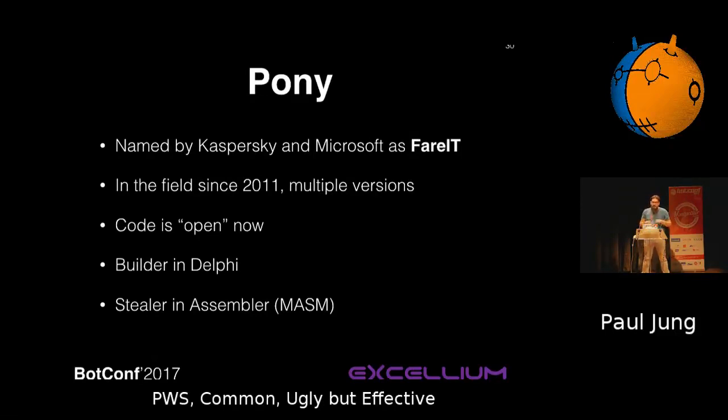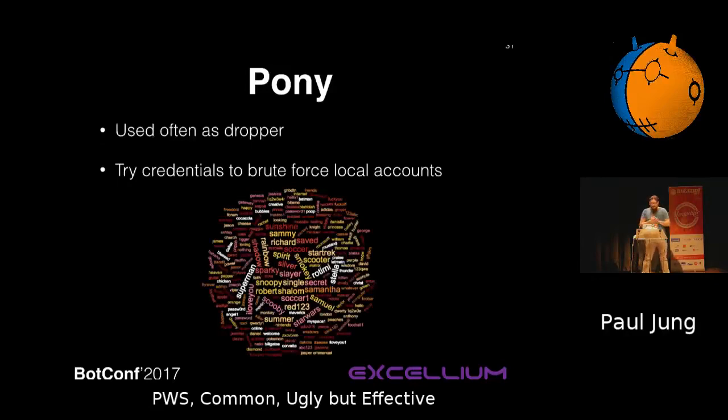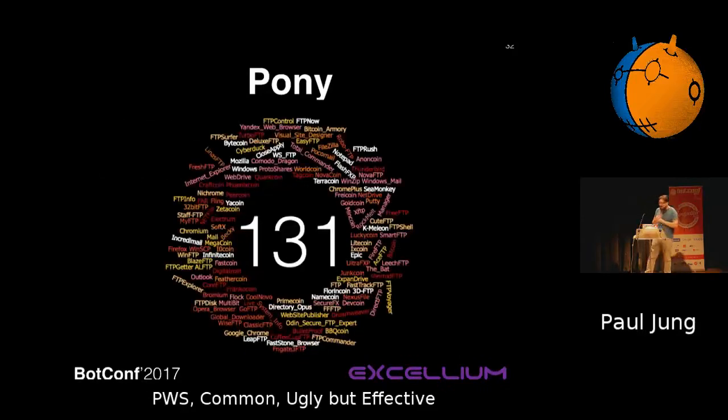You may find the 1.9 and the 2.2 around, usually. Pony is also used as a dropper, so it's able to launch other things, and it was often used as a dropper. The funny thing with Pony, inside you have 255 passwords, and it tries to brute force local accounts to steal credentials from everyone on the workstation. So Pony is able to steal all these things.